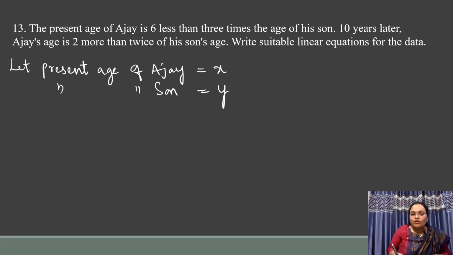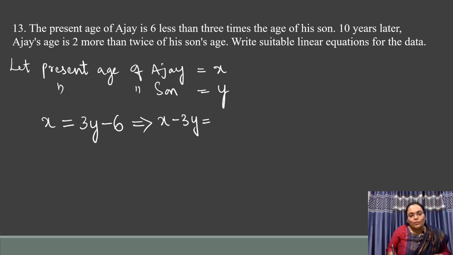What is the present age of Ajay? It is x, which is equal to 6 less than 3 times the age of his son. 3 times the age of his son is 3y minus 6. Okay. From here you can form the linear equation, which is x minus 3y is equal to minus 6. This is your equation number 1.